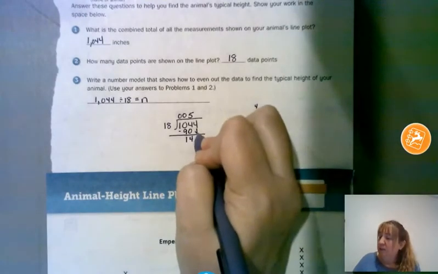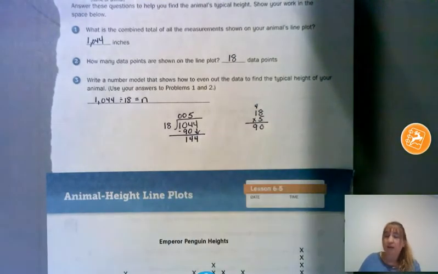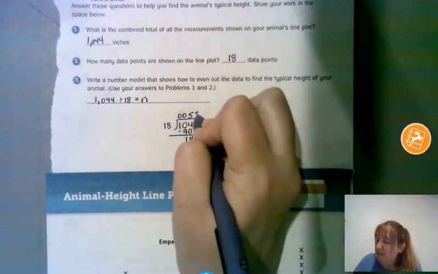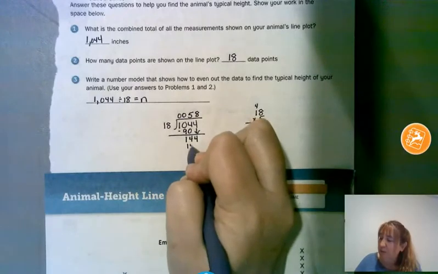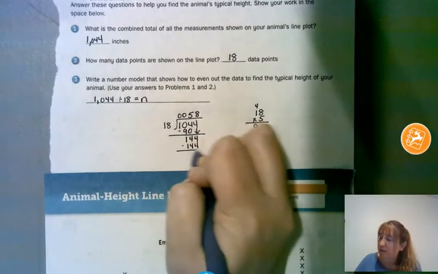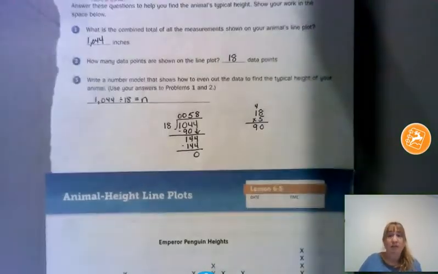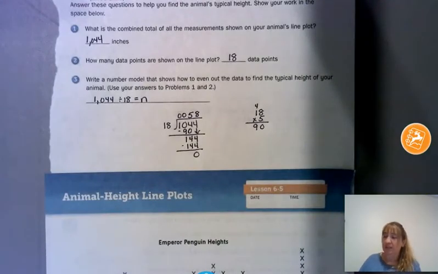And remember, we'd bring down the 4, and we're looking at 144. And how many times does 18 go into 144? Yep, it actually is 8 times. And that's actually even, because 18 times 8 would be 144. So that actually works out very evenly. So we have 58 would end up being our quotient, or our answer to the division problem.